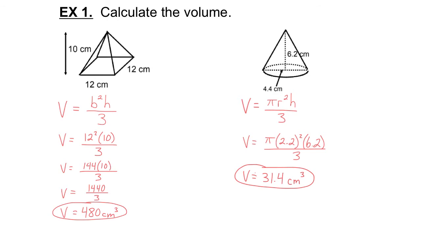So just watch out anytime you're given the diameter of the circle. If it asks for radius, you have to make sure you're not putting in the diameter. You have to take half the diameter to make the radius. So in this case, the radius was 2.2. That's where I got this from.